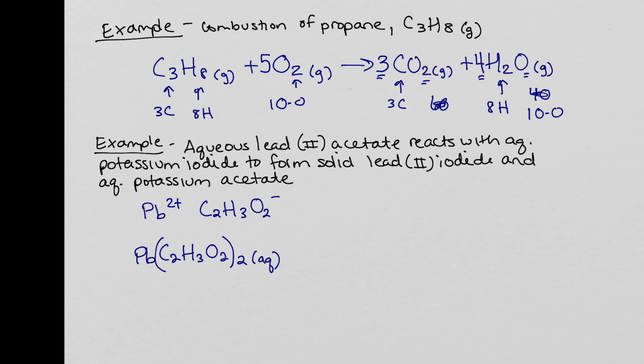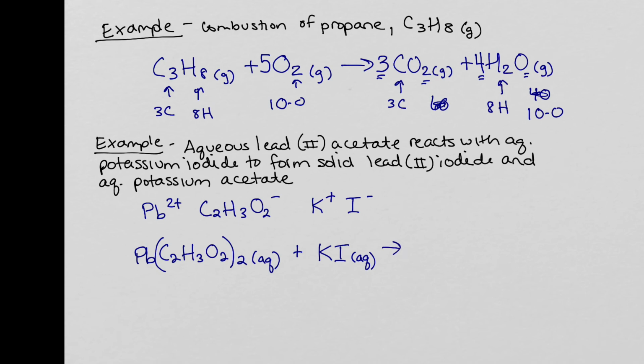And this reacts with aqueous potassium iodide. So potassium has a +1 charge. It's in group 1A of the periodic table. Iodide is in group 7A, which means it has a -1 charge. So my balanced chemical formula would just be KI. And it tells me this is also dissolved in water.